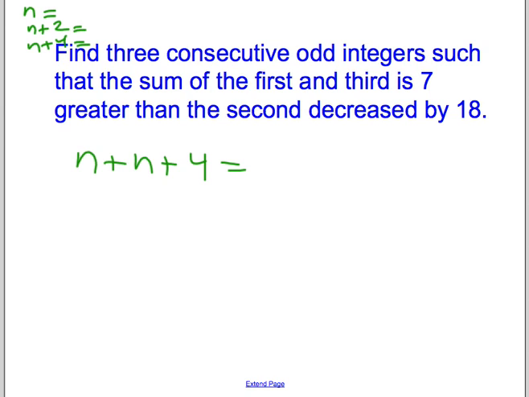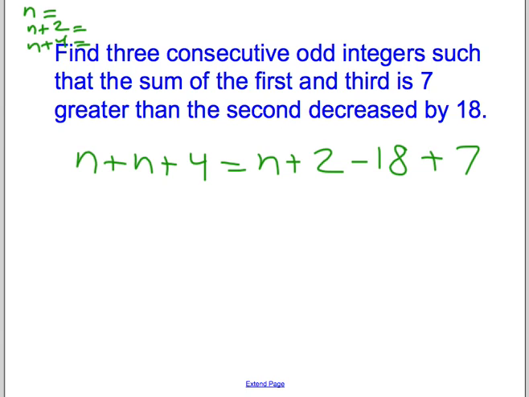Is 7 greater, so I'm going to cover up my 7 greater and just go to the second decreased by 18. The second number is n plus 2, decreased by 18, and then we tack on the plus 7 on the end. Am I going too fast yet? It was the solving part that I went too fast on? Yeah.